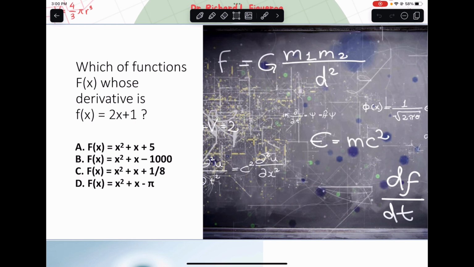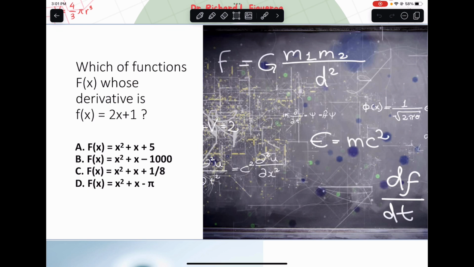Which of the functions f of x has a derivative f prime of x equals 2x plus 1? Is it f of x equals x squared plus x plus 5? Is it f of x equals x squared plus x minus 100? Is it f of x equals x squared plus x plus 1 over 8? Or is it f of x equals x squared plus x minus pi? So which of the functions f of x has derivative 2x plus 1?